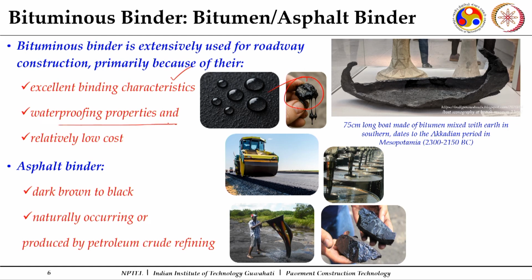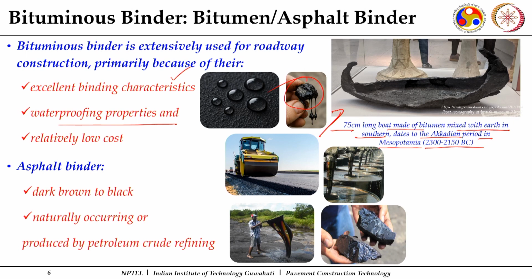Second is waterproofing characteristics. It is a water repellent material. You might have heard bitumen is used as a waterproofing in various industrial applications. This is one picture. It is a very old picture. It shows a 75 centimeter long boat made up of bitumen mixed with earth, in southern Mesopotamia, dating to the Akkadian period, around 2300 BC. Because the waterproofing nature of bitumen was known at that period of time, this bitumen was used even in mummification also.